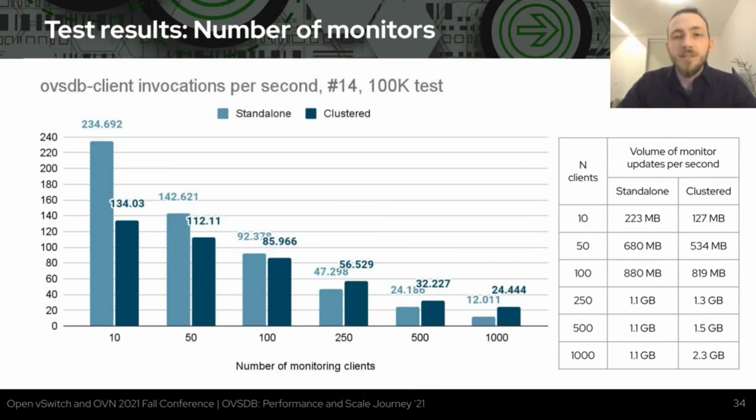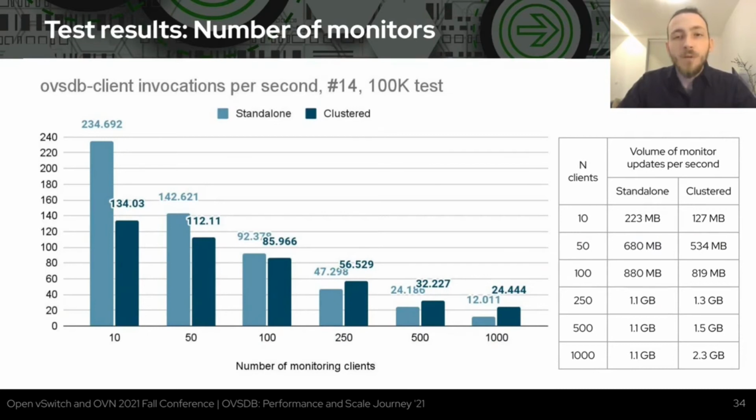And actually, the standalone database seems to reach some kind of limit at 250 monitoring clients. It doesn't send more than 1.1 gigabytes a second. Clustered, on the other side, doesn't reach this limit. It continues to increase the amount of data it sends up to 2.3 gigabytes per second. It's about 18 gigabits per second.